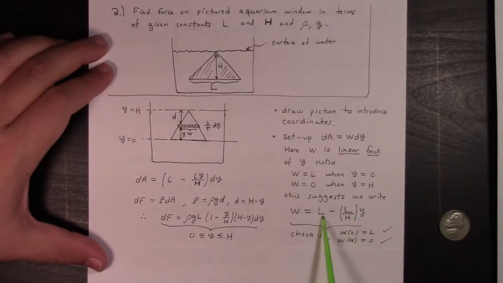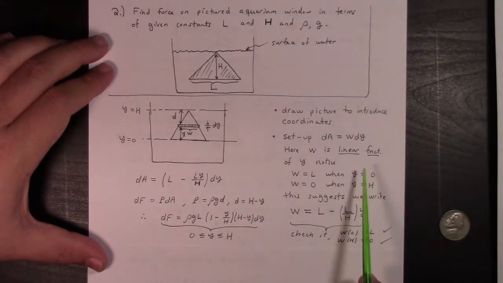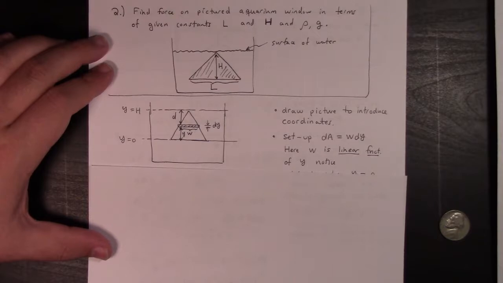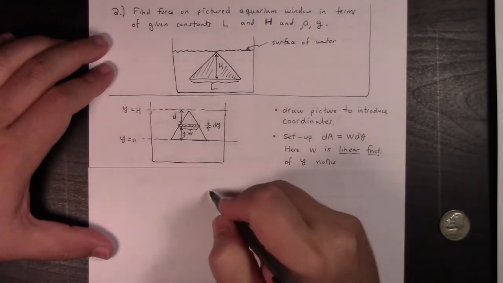Now, if you don't believe me, you can check. We plug in 0, we get L. We plug in h, the h cancels, we get L minus L, which is 0. All right. Now, what I didn't write down here is the algebra that was done to work that out, but it's basically this.